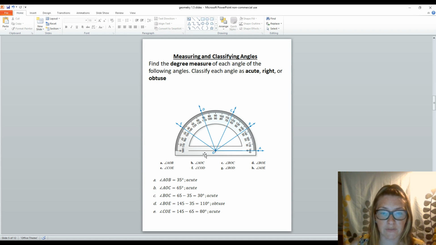Then we have BOC. BOC is no longer at that bottom. It's a small angle up top. And here I use my inside numbers. Here I can see that line CO, that ray, is in between. It's at 75. And BO is going through 35. So here it's 65 minus 35. So angle COB, or BOC, is 30 degrees. Then we have angle BOE is 110 degrees, which is obtuse. And then we have angle COE, which is 80 degrees, and it's acute.